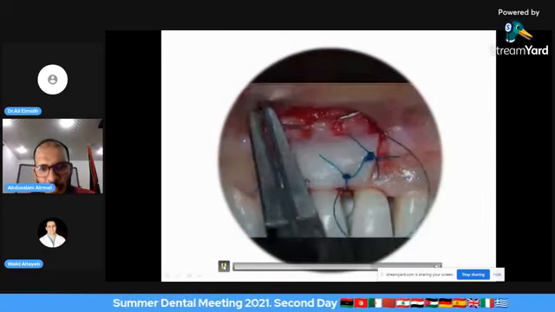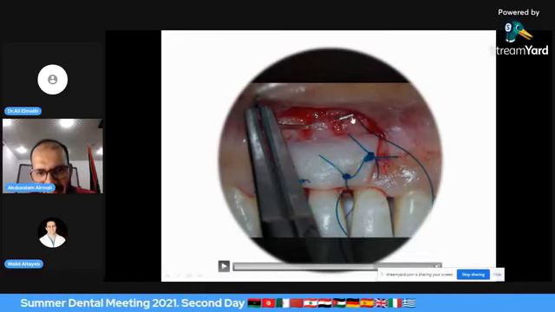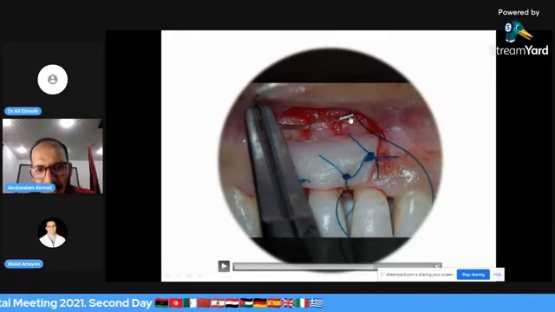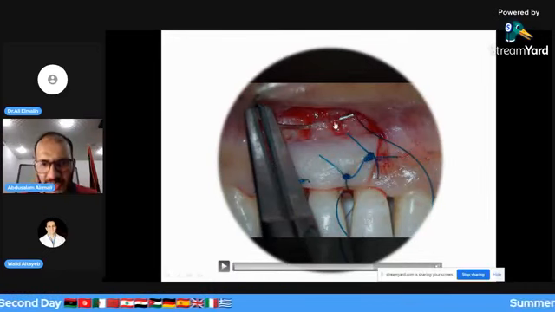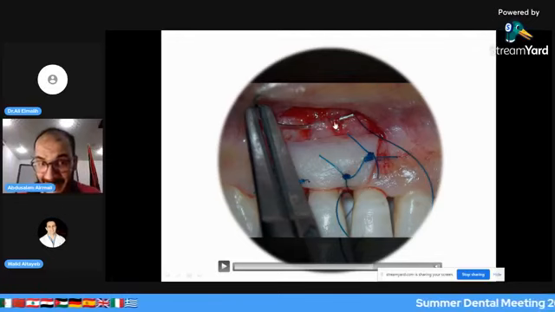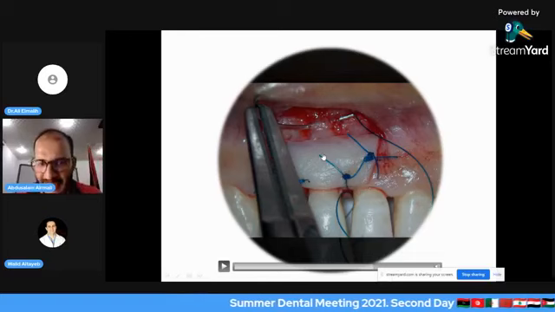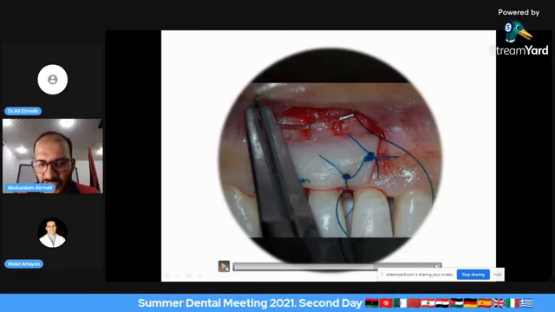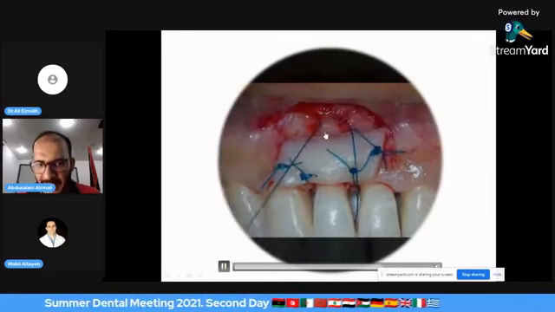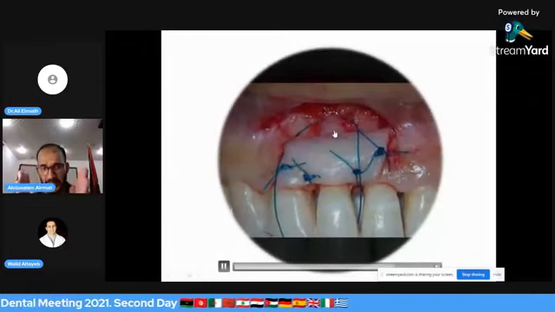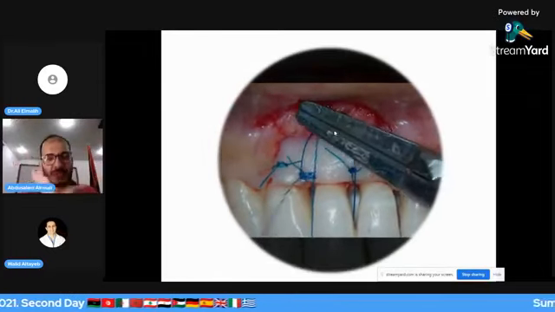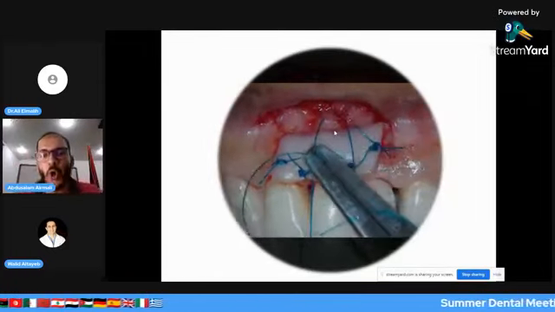This is the important one. As we can see, this is the important one. Your needle should engage the periosteum, not the muscle, not the graft. The suture should be over the graft. You have to engage the periosteum. Under the muscle, you can do it parallel, you can do it cross, as you like, and keep the knot over the graft.